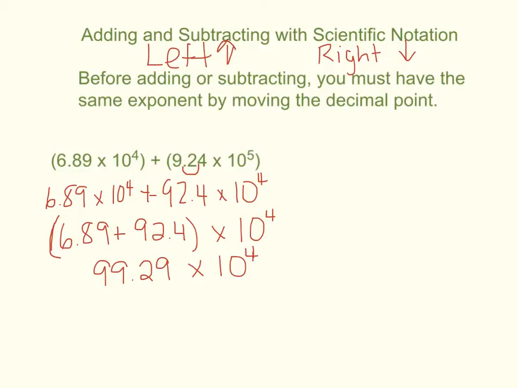The only problem with my answer is I have a number in the tens place and a number in the ones place. So I'm going to have to move my decimal for my final answer. I'm going to move it one place to the left, so I get 9.929. And since I moved it to the left, I'm going to go up with my exponent. So it would become times 10 to the 5th power.